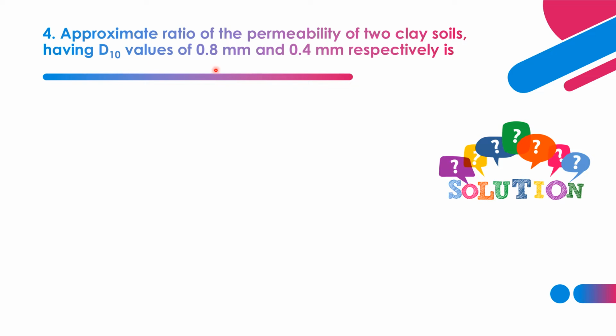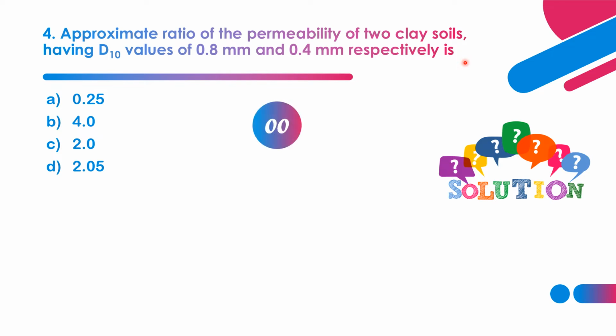This question deals with the Allen-Hazen equation. Approximate ratio of the permeability of two clay soils having D10 values of 0.8 mm and 0.4 mm respectively is. What is D10 here? D10 is the effective diameter of the particle in the soil sample, or in the two clay soils. D10 is given as 0.8 and 0.4 mm.